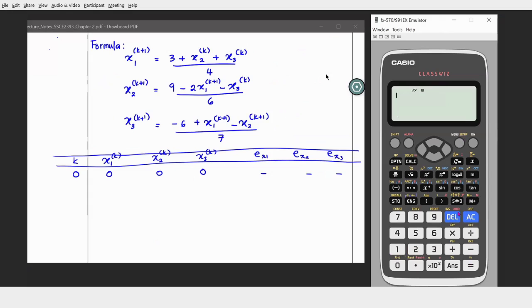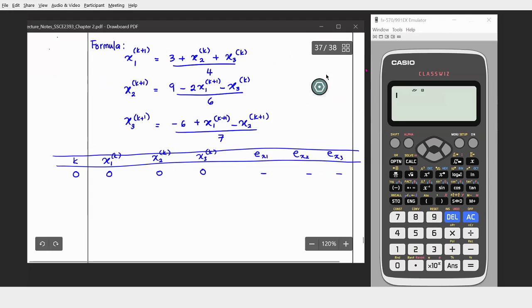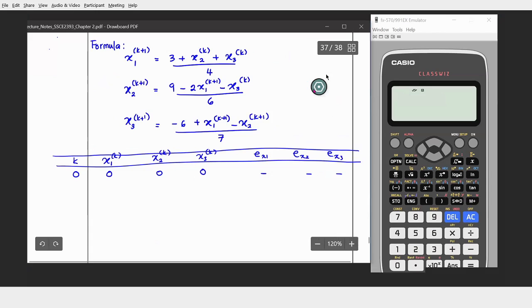Okay, that's the calculator and our table. So you can see we have 3 formulas. We are going to store the formulas in the calculator. You have x1, x2, x3 to be used, but in the calculator you don't have x subscript. You don't have that form. So we are going to represent x1 as A in the calculator, x2 as B, and x3 as C. So you should know that.